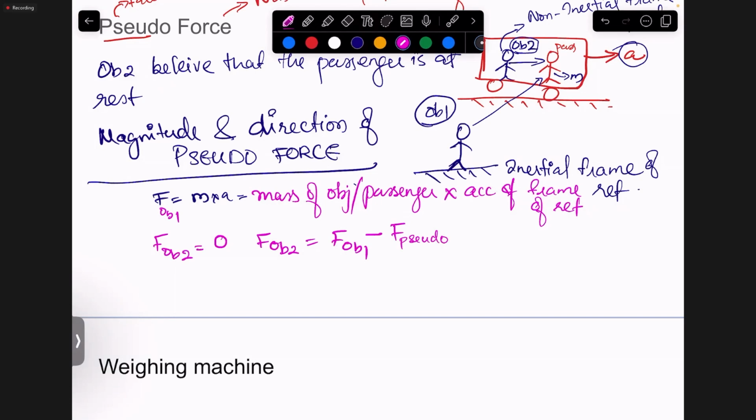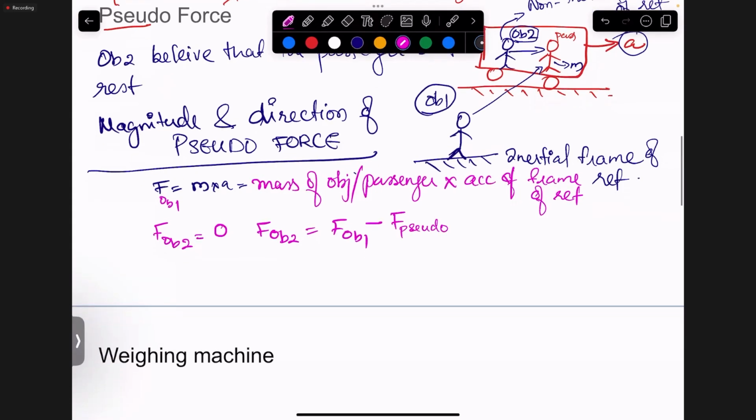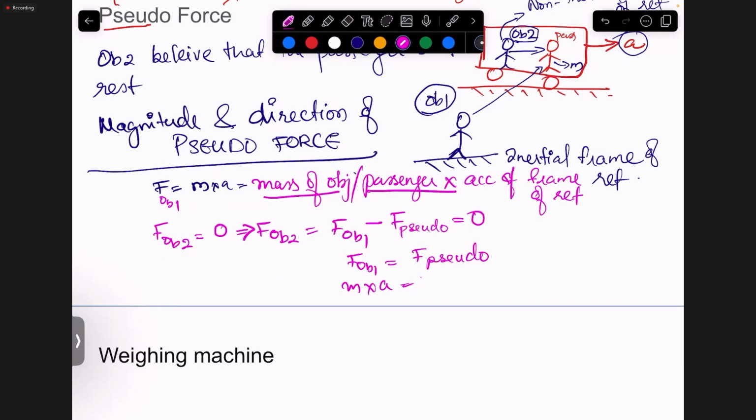Okay. So this counterbalancing of pseudo force means what? So that is equal to 0. FOB2 is 0. That means FOB1 minus F pseudo equal to 0. That means FOB1 equal to F pseudo. So what was FOB1? FOB1 was mass times acceleration. That is mass of the object, or passenger, times acceleration of frame of reference. Right. So that is what is F pseudo.